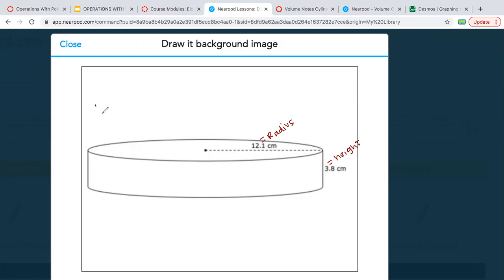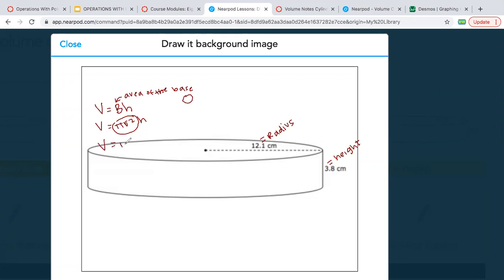So it wants me to find the volume of this cylinder. I know that volume equals capital B times H. So do I just do 12.1 times 3.8? What does capital B stand for? Area of the base. Beautiful. And what shape is my base? A circle. So I need the area of a circle, which is pi r squared. I draw a circle around this to remind myself, I'm doing the area of a circle.